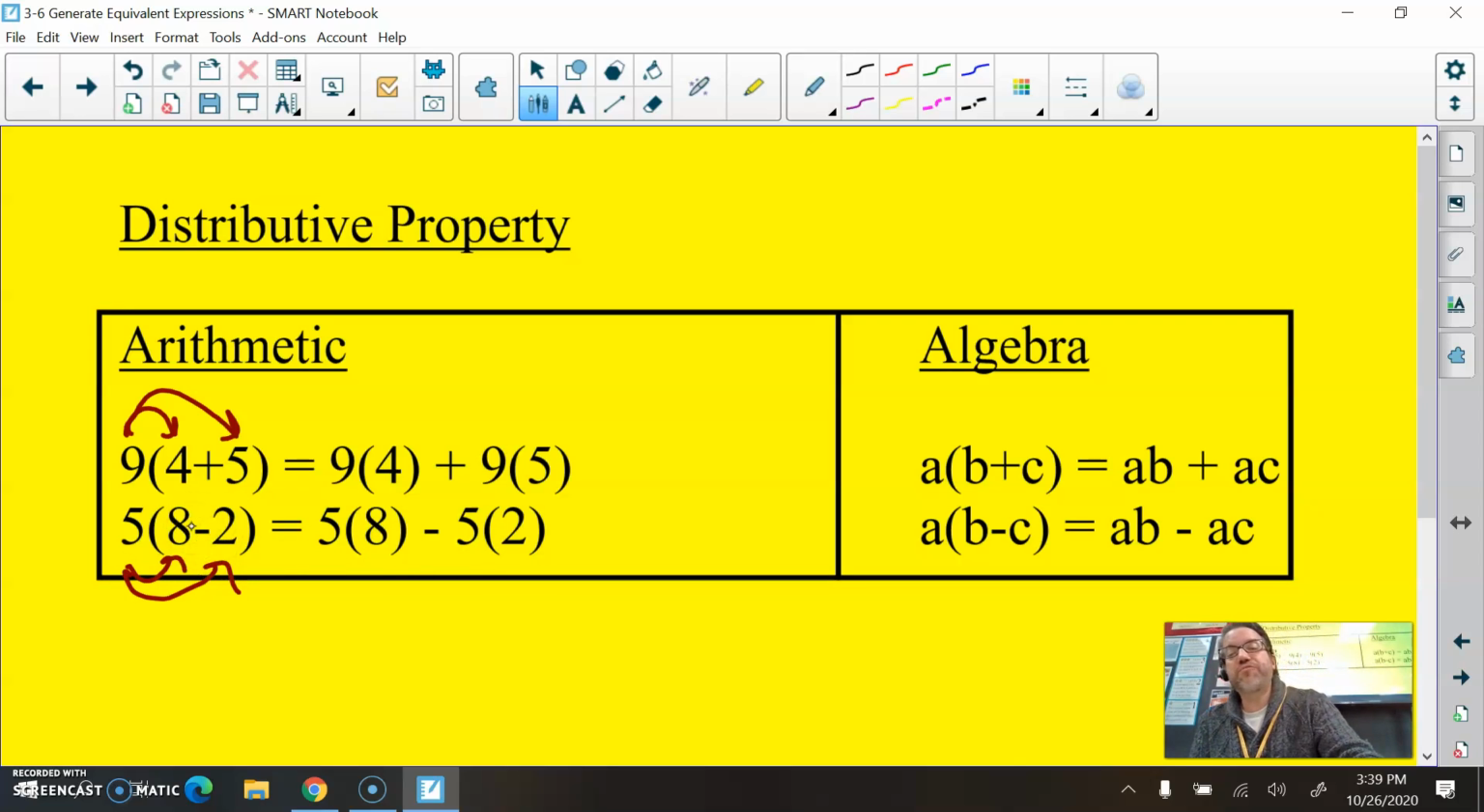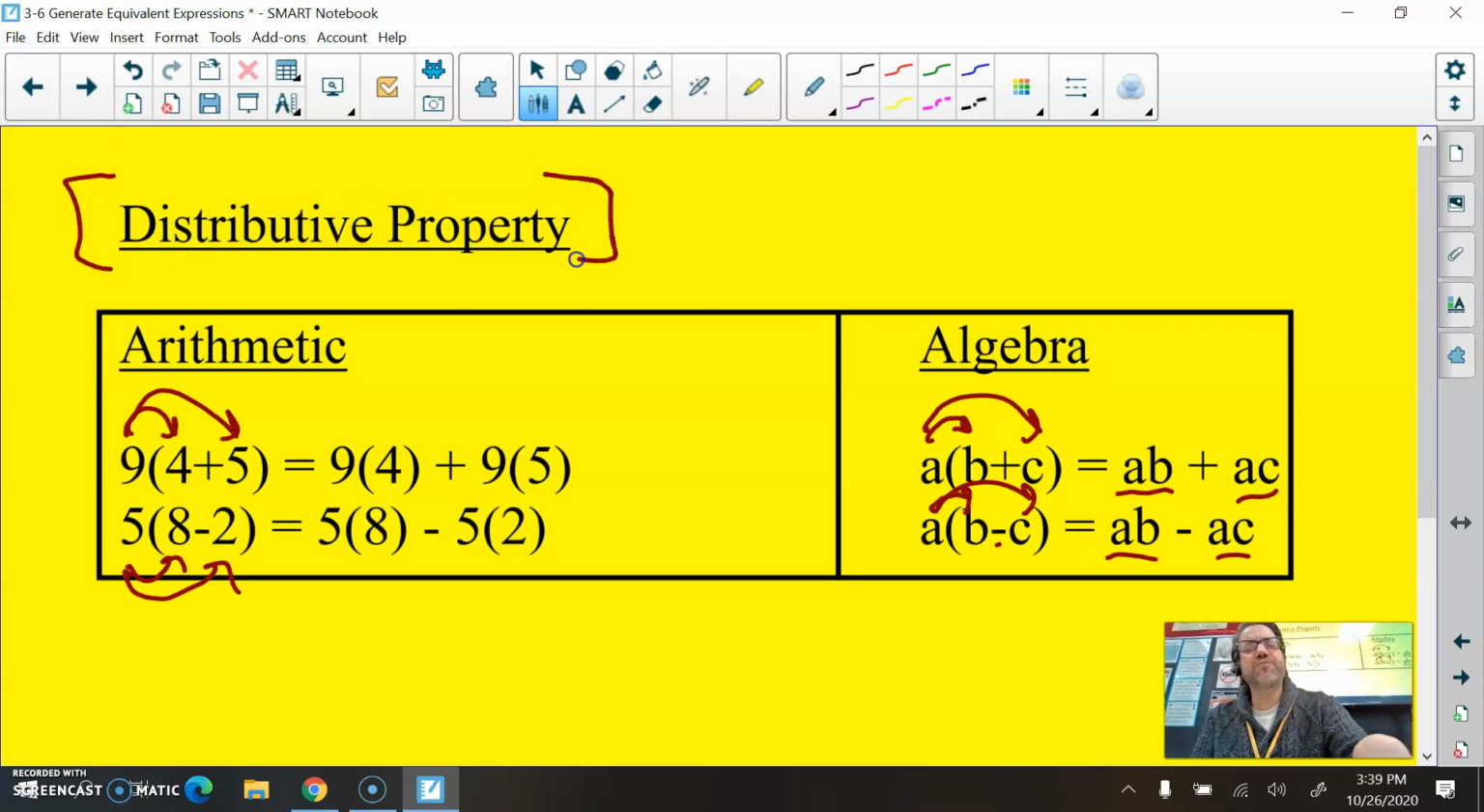I can show this with variables. A times the quantity B plus C. What does that equal? Well, we're multiplying A times B. We're multiplying A times C. And then we're adding those together. Or A times the quantity B minus C. You're multiplying A times B. You're multiplying A times C. But then you're subtracting those. You're finding the difference of those values. That's the distributive property. Oh, I love the distributive property.